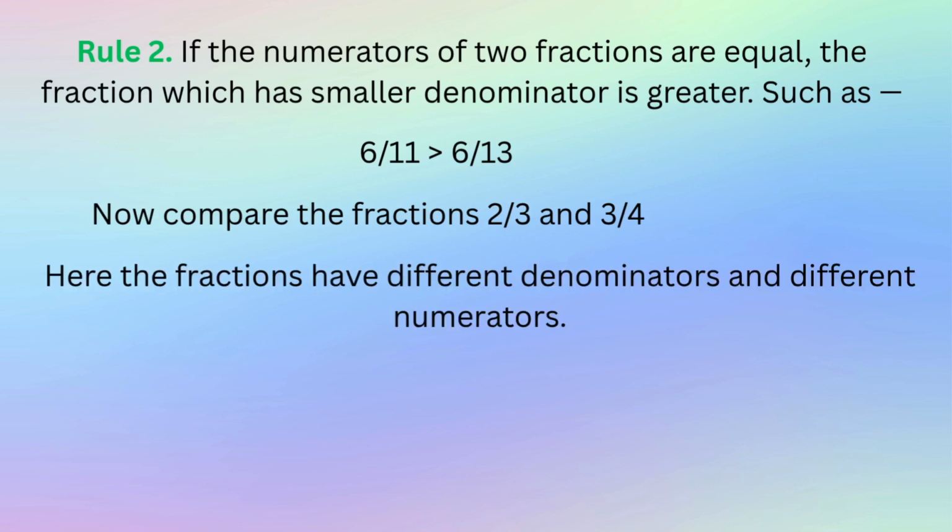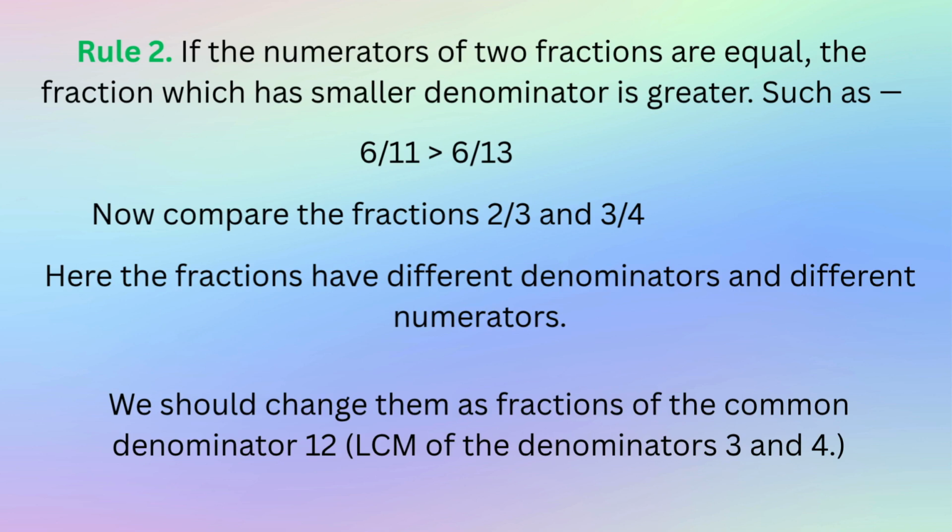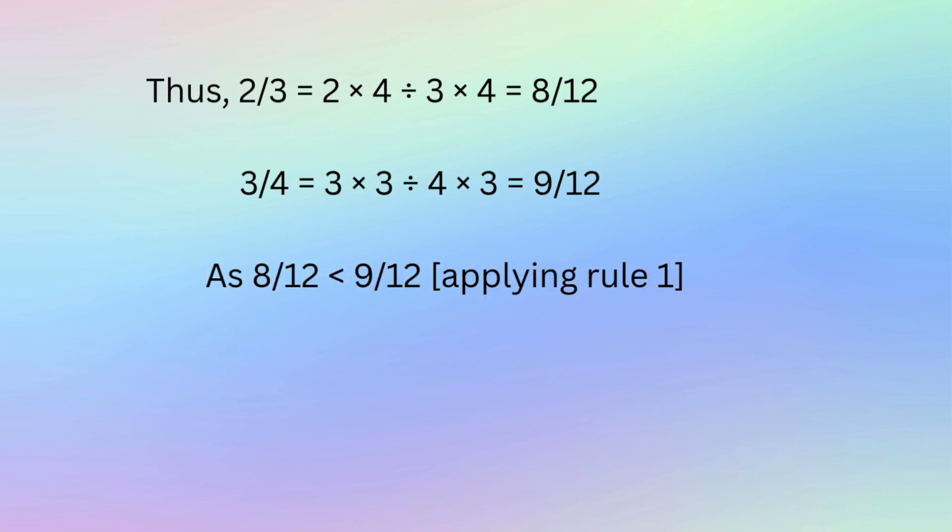Here the fractions have different denominators and different numerators. We should change them into fractions with the common denominator 12, the LCM of the denominators 3 and 4. Thus, 2/3 equals 2 times 4 divided by 3 times 4 equals 8/12. 3/4 equals 3 times 3 divided by 4 times 3 equals 9/12. As 8/12 is less than 9/12, applying Rule 1, therefore 2/3 is less than 3/4.